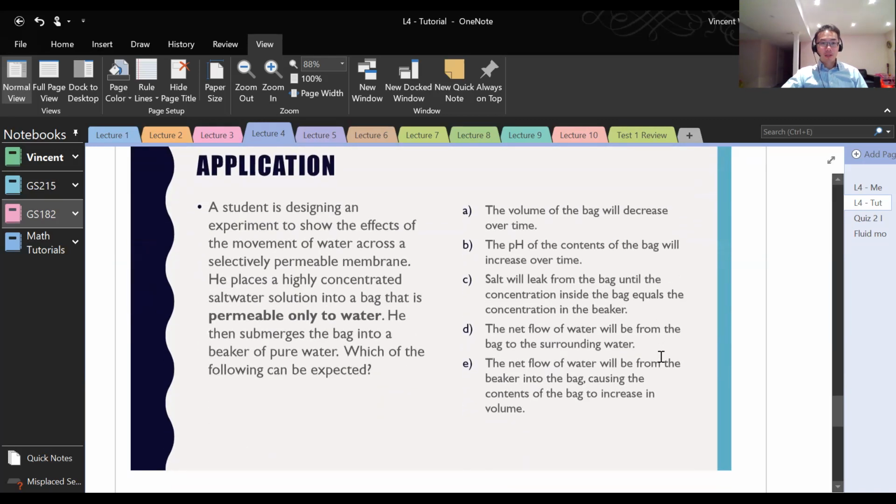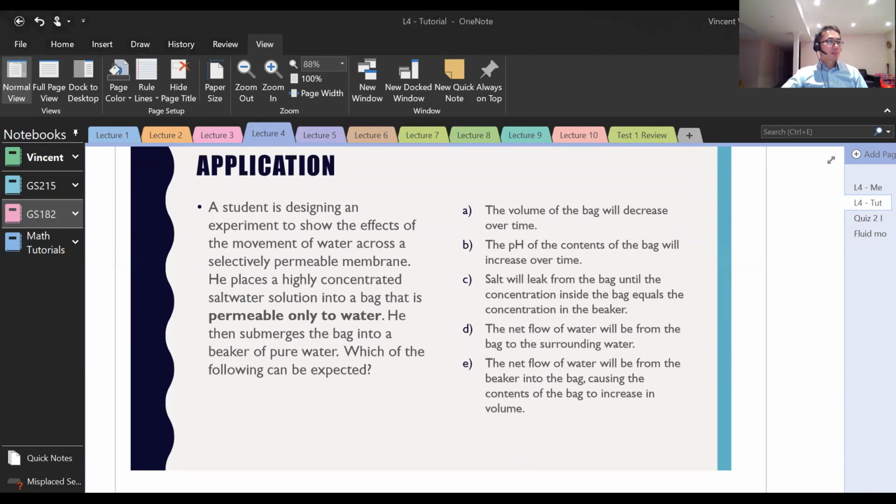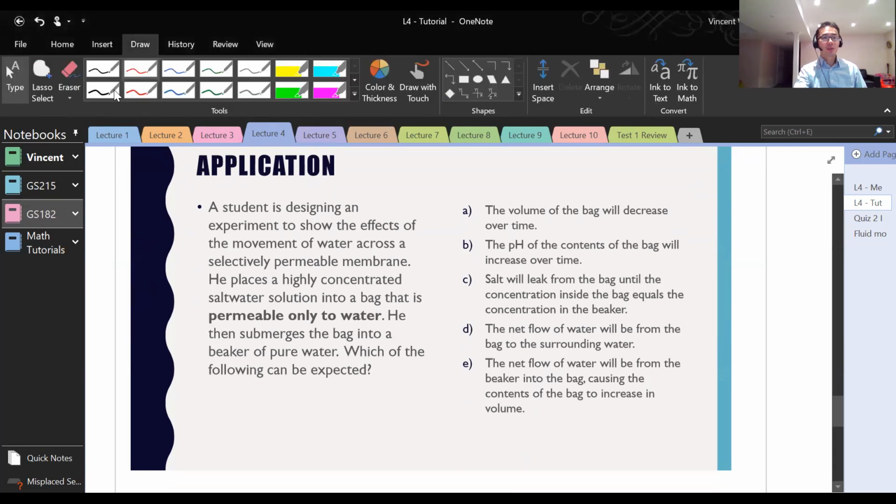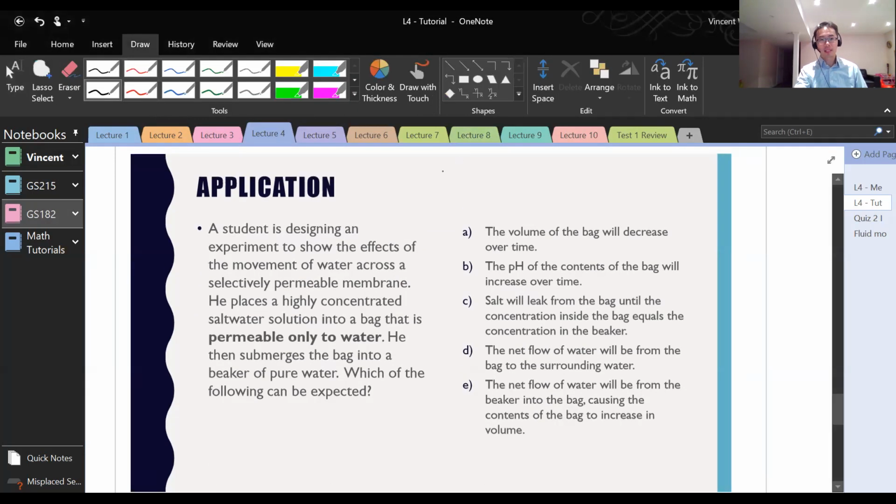This is an application question. Let me see if we can do that now. Yeah, let's do this now. Okay, this one is gonna take some time to read. I will let you think about that. In case you don't know, you should know because we talked about it in lecture 2: more H plus equals a lower pH, and less H plus equals a higher pH. In case you forgot about this.